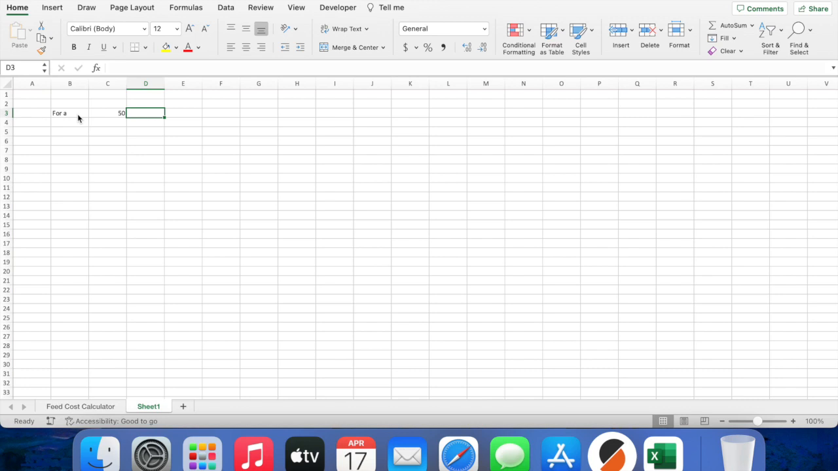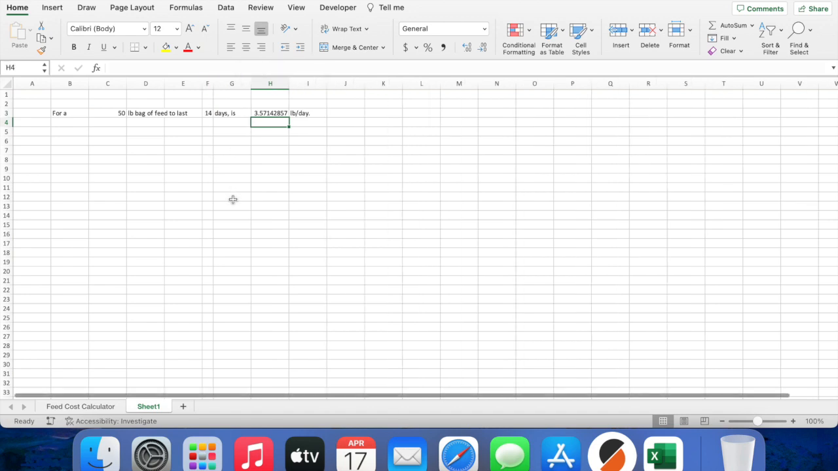For a 50-pound bag of feed to last, go to a new cell, 14 days. Then go to a new cell, blank pounds per day. I'm leaving these cells blank because that's where we're doing our computing. So equals your pounds divided by your days, and that'll give you pounds per day.